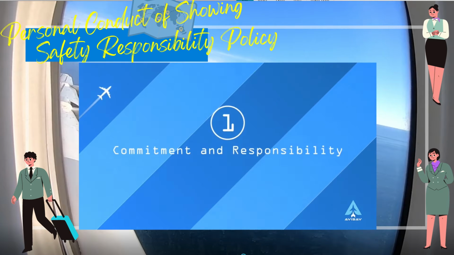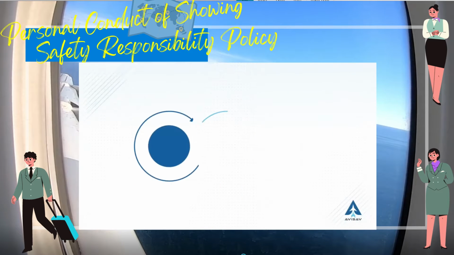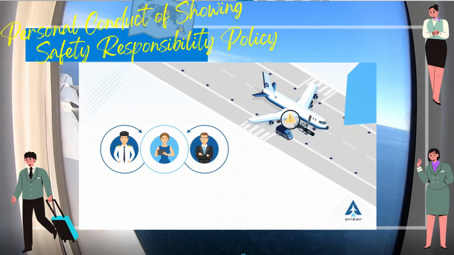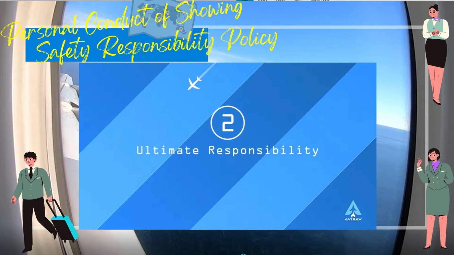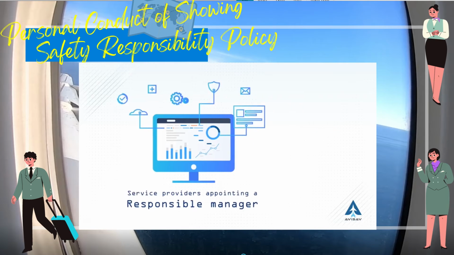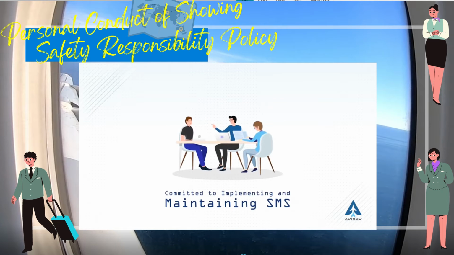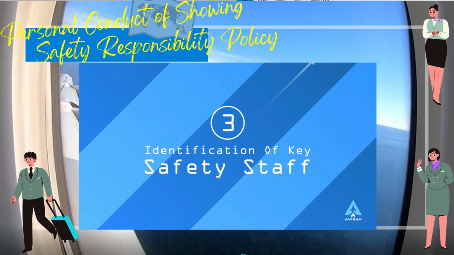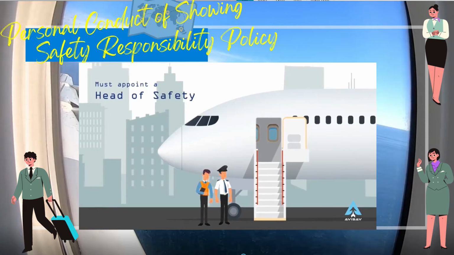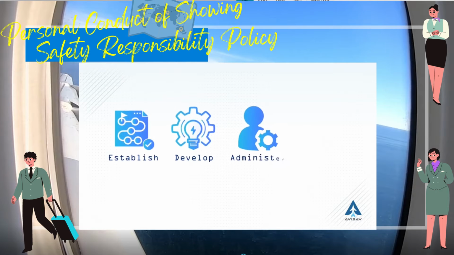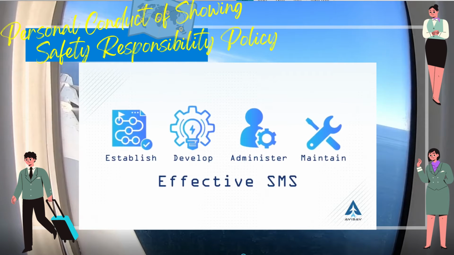Commitment and responsibility of the management refers to reducing and possibly eliminating anything that threatens aviation safety. Ultimate responsibility for safety involves service providers appointing a responsible manager committed to implementing and maintaining SMS. Identification of key safety staff. This means that service providers must appoint a head of safety to establish, develop, administer and maintain an effective SMS.